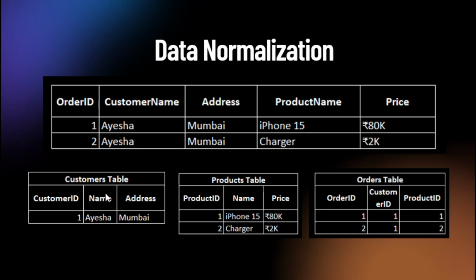The data of customers has been managed in the customer table. The data related to the products has been clearly managed in the products table. And the data related to the orders has been clearly managed in the order table. What's the benefit of normalization? There is no duplicacy of data.